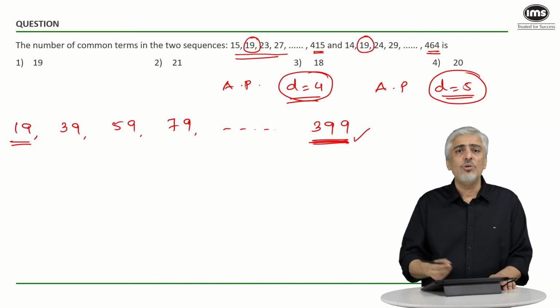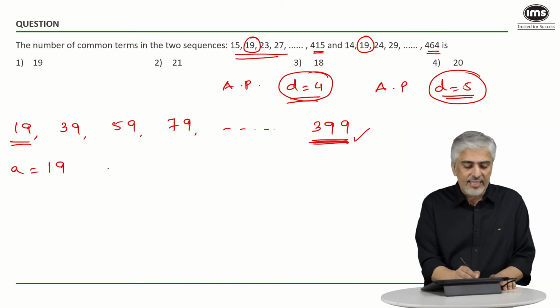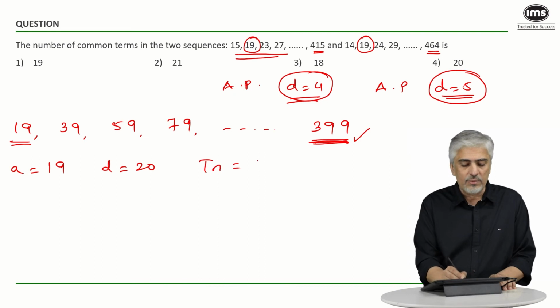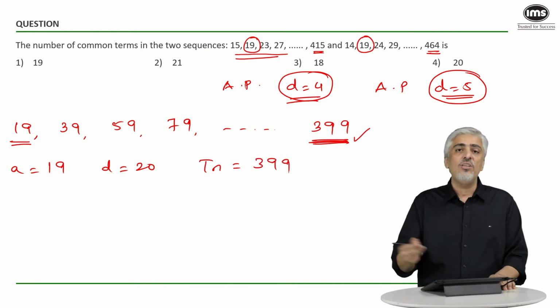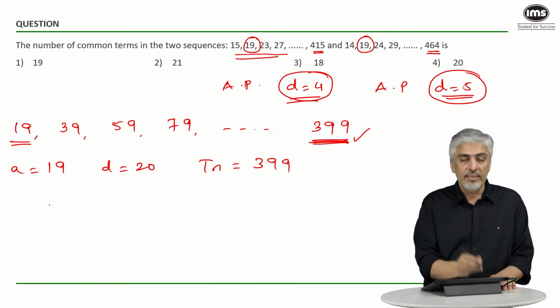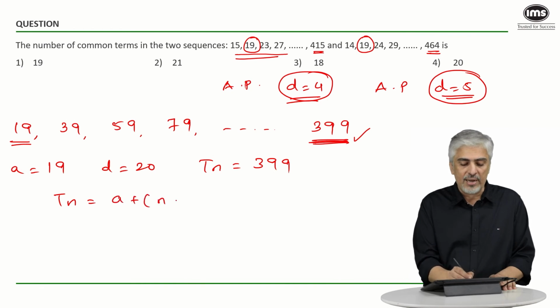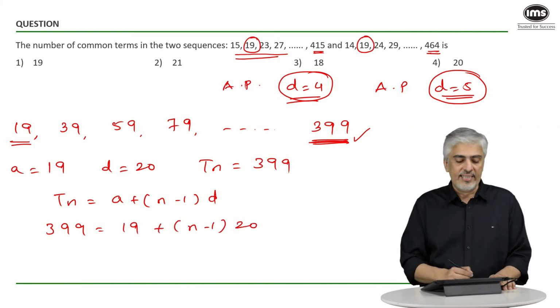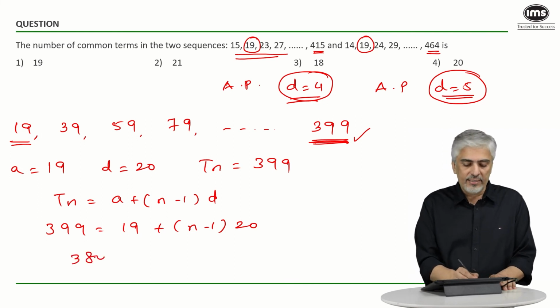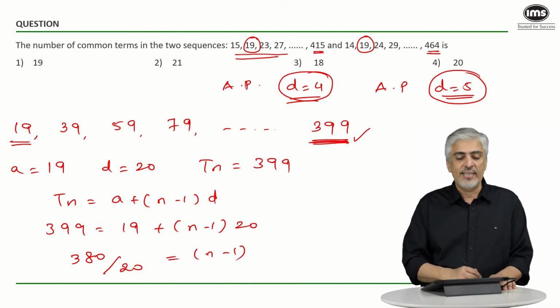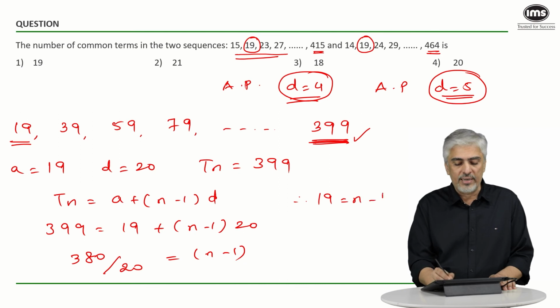Well, if you're not able to figure that out, no big deal. A was 19, D was 20, and the last term was 399. Find N using the formula, which I would not do in the exam. I would want you to get it directly. So Tn is A plus N minus 1 into D. So 399 is equal to 19 plus N minus 1 into 20. So how much is 399 minus 19? That will be 380. 380 divided by 20 would be N minus 1. So that will be 19. Therefore 19 is equal to N minus 1, and therefore N is 20, which is the fourth option.